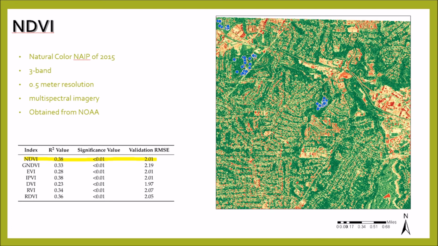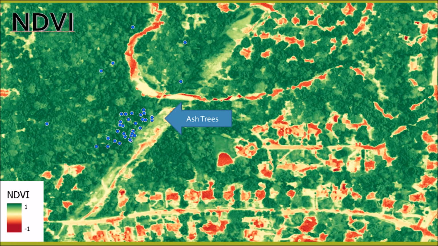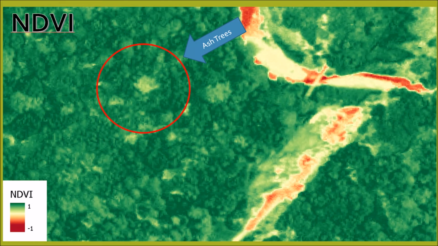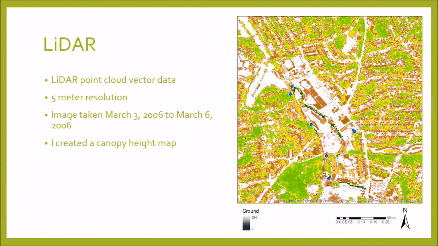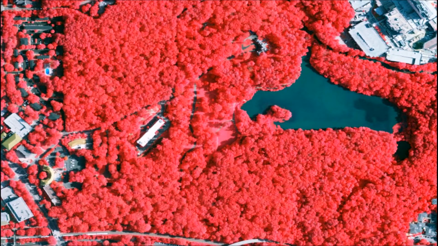For my third map, I used the NAIP 2015 3-band 0.5 meter imagery from USDA. I chose the NDVI because the second article I read performed a test to see which indices work the best in detecting beetle damage and tree health, and overall the NDVI was the most accurate. And finally, I created a LiDAR point cloud vector data map to check for canopy height. After subtracting the ground points from the canopy points, I used the raster calculator to get the canopy height.